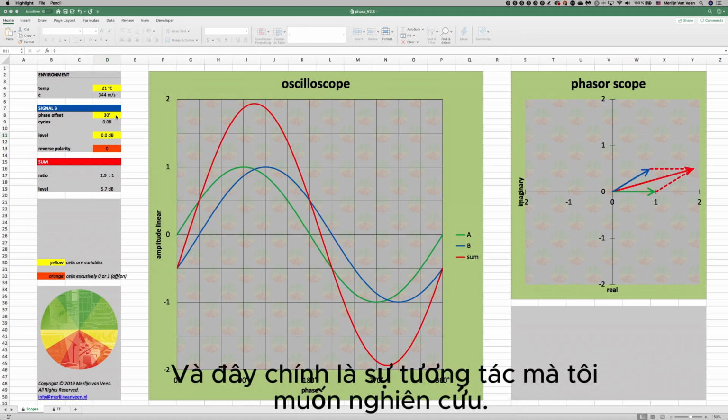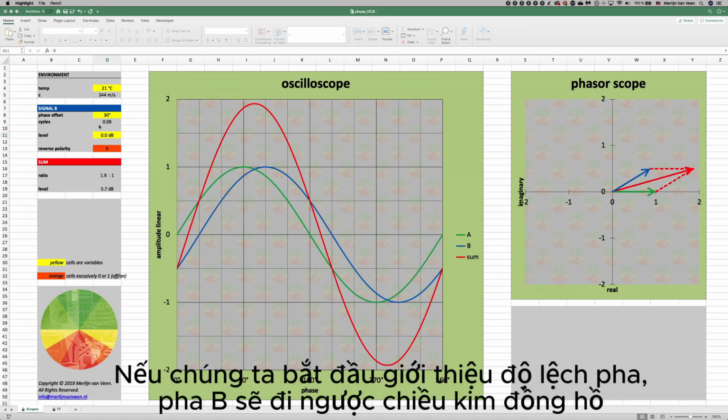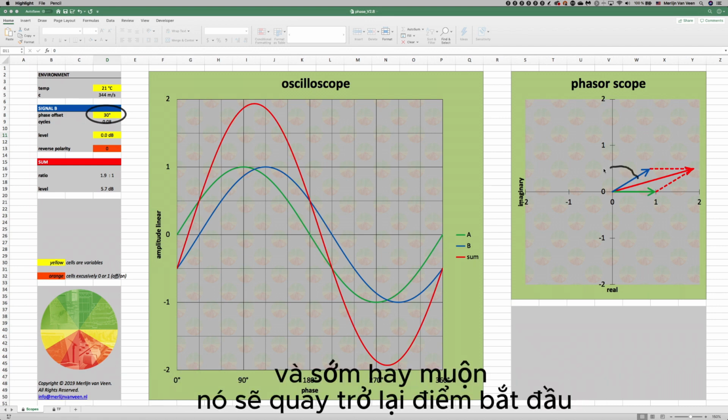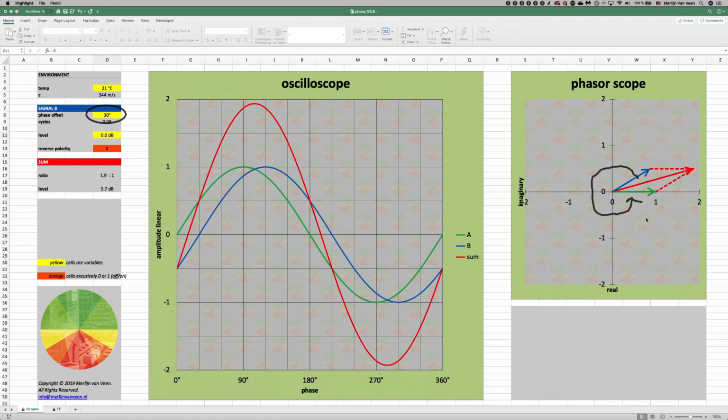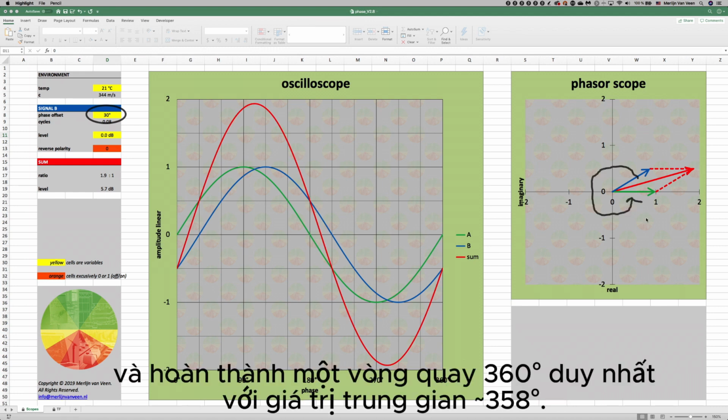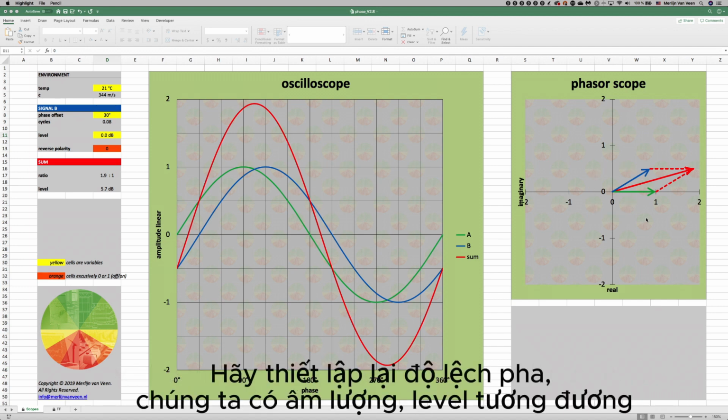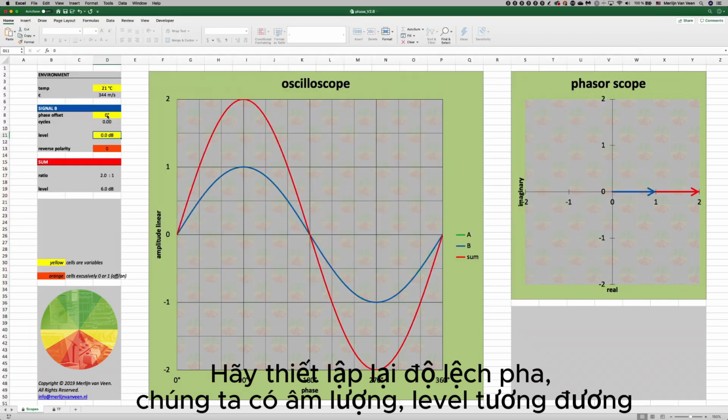And this is the interaction that I would like to study. If we start to introduce a phase offset, my B phasor is going to go counterclockwise, and sooner or later it will come back where it began. It will have finished a single revolution after 360 degrees, which only leaves 358 intermediate values to look at. So let's reset our phase offset, and let's start from here.